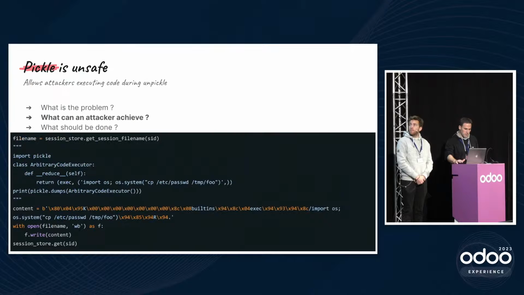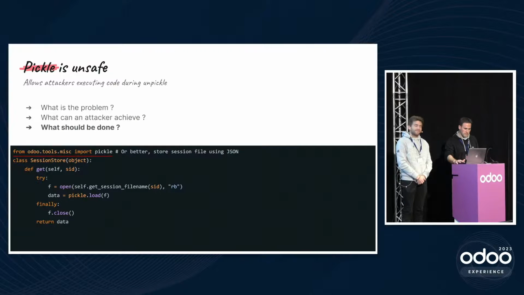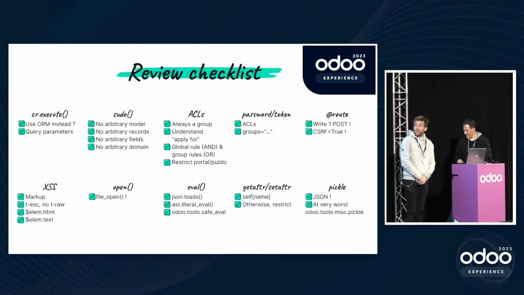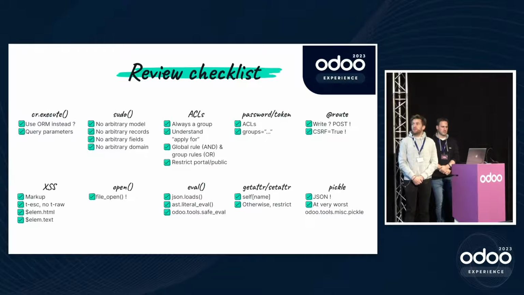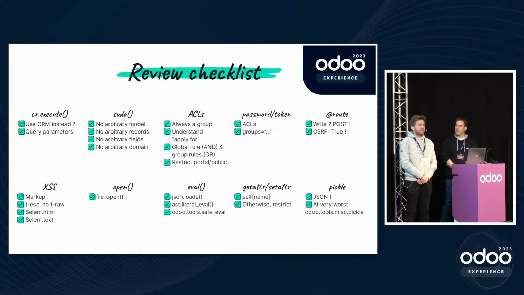So let me just go back to the last slide. This one, Denis. So this is our review checklist. Basically, this is the checklist that every developer should have a look at when they are reviewing a pull request. And this is what we recommend to all our experienced developers to do each time they do a review. Instead of going through the checklist, they should just remind themselves: okay, I saw a cr.execute, what should I look for? I see a sudo, what should I look for?